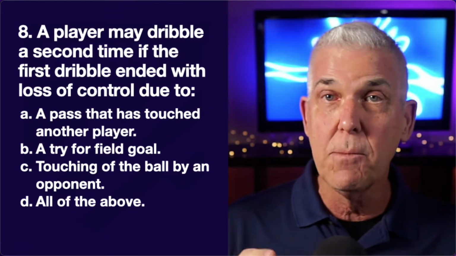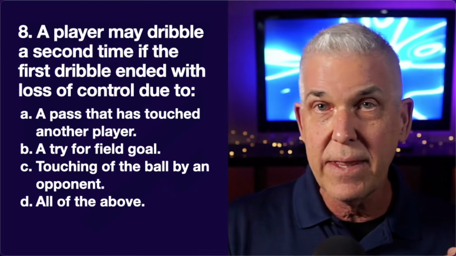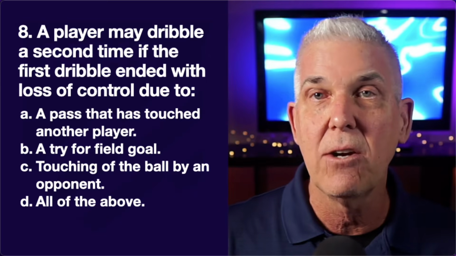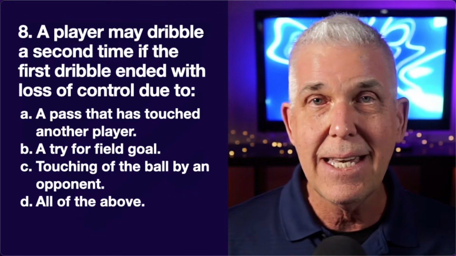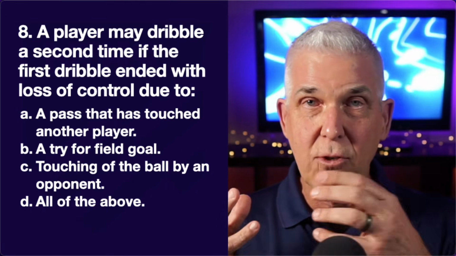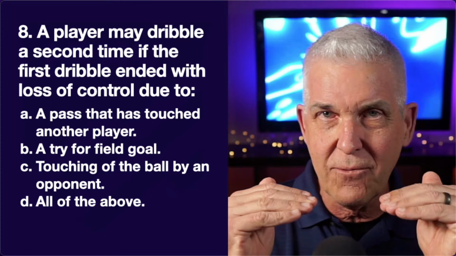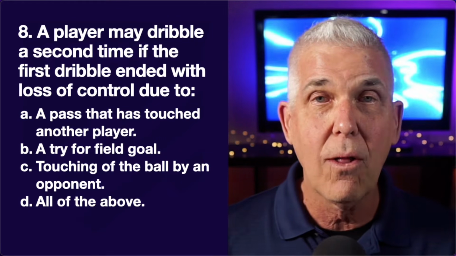Okay, so I'm dribbling the ball. I pass to a teammate. The defender deflects it. It's within my reach. I go back and I start dribbling again. B, a try for field goal. C, touching of the ball by an opponent. Right? I lost control. The dribble ended with a loss of control due to the touching of the ball by an opponent, or all of the above.